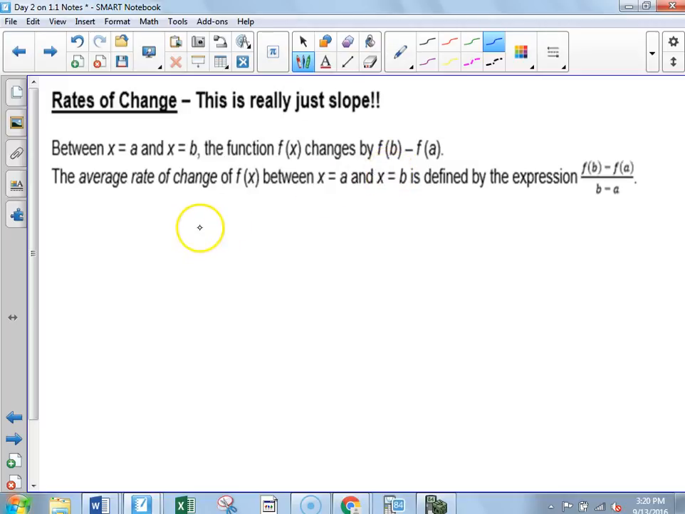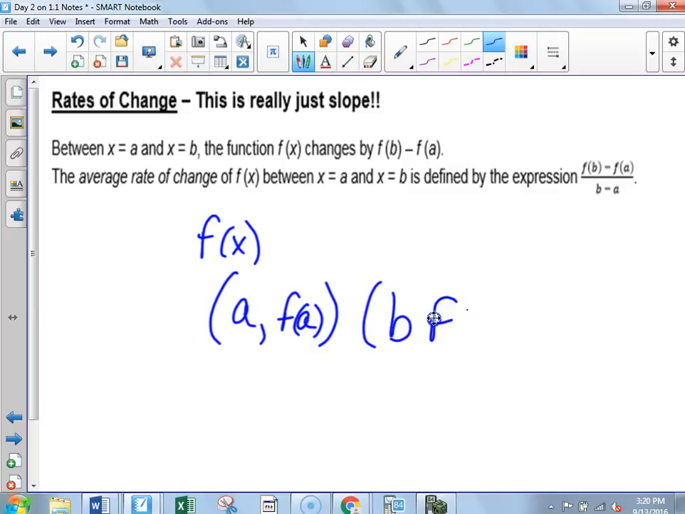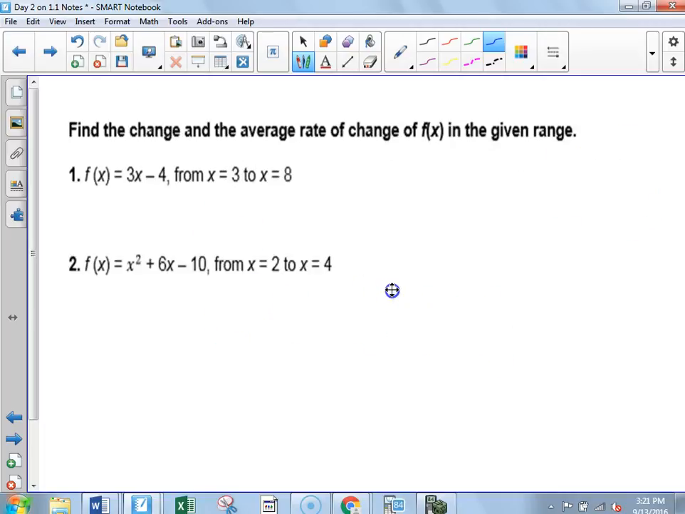Okay, so if you have a function f of x, and you put in an a, you would get out f of a, yes? We call it y, but f of a. If you put in a b, you would get out whatever f of b is. The rate of change is the slope. Does that look familiar? f of b minus f of a over b minus a. Okay. It makes it look awful.